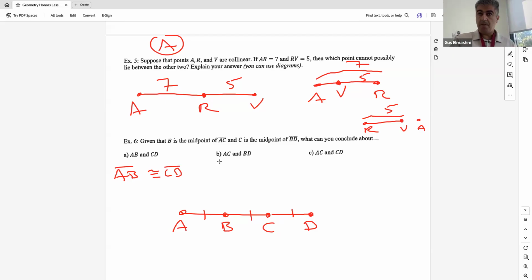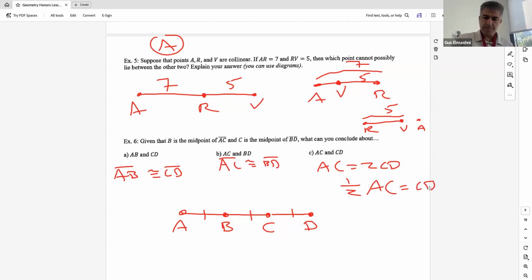AC and BD, are those the same? Yeah, 100%. And lastly, AC and CD, are those the same? Not necessarily, but you could say AC is twice CD. I'm not going to do any congruent symbols, just distances. Or half of AC is CD. So, yeah, cool.